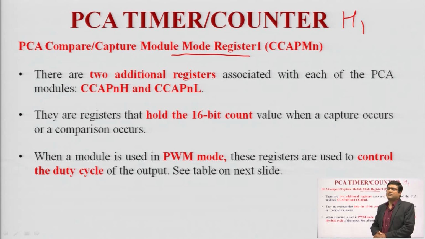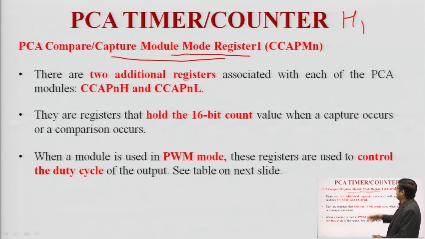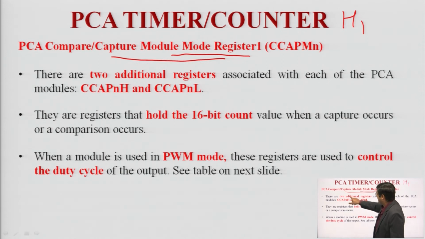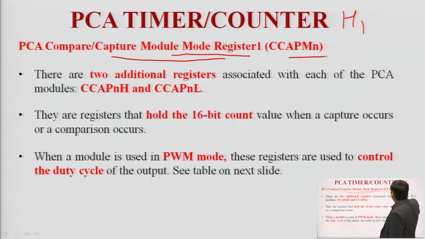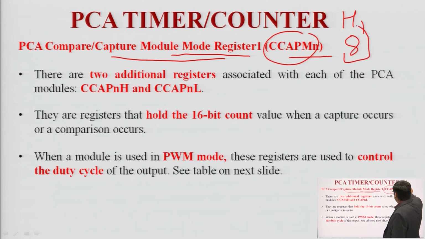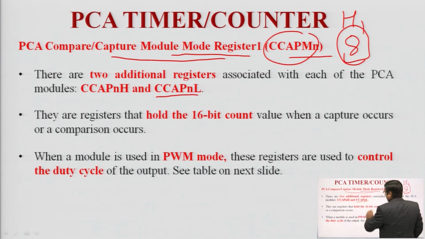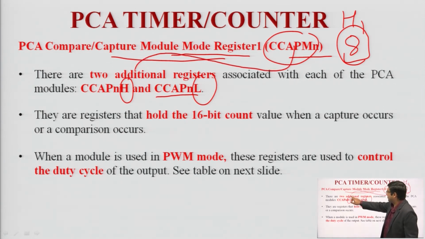In our syllabus we have three modes of operation: capture compare module mode register, PWM mode, and high speed toggle mode. So before starting with the module operation, let's see more about the CCAP-MN. Basically CCAP-MN is an 8-bit register. Okay. So there are two more registers associated with it, CCAP-NH and CCAP-NL. H represents the high and L represents the low. So basically this is divided into two registers, CCAP-NH and CCAP-NL.